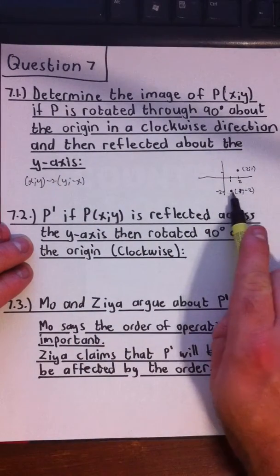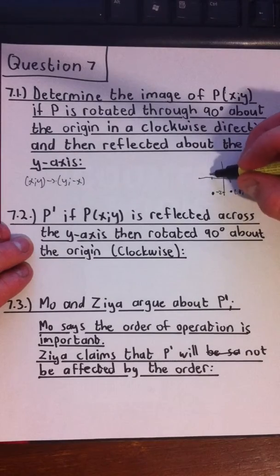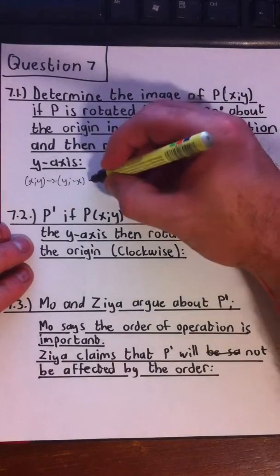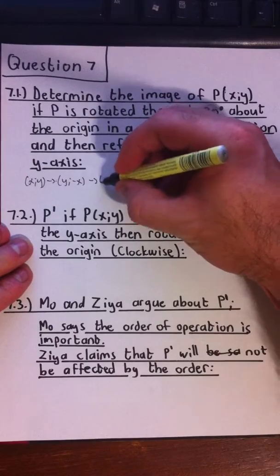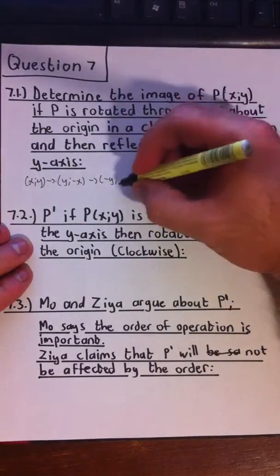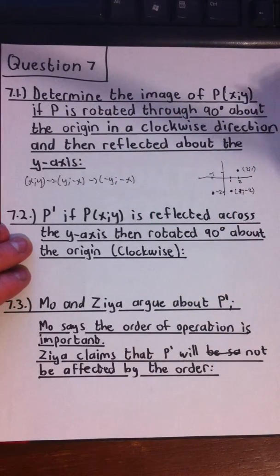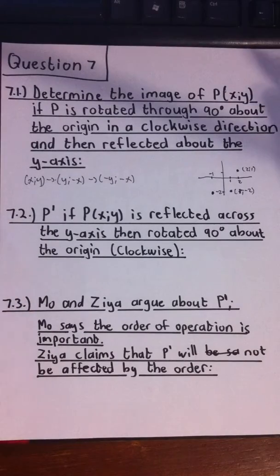So reflected about the y-axis, if the y-axis acts as a mirror, you'd have your next point over here, which is at negative 1, negative 2. So that would become negative y and negative x. There we go. That's our answer for that.